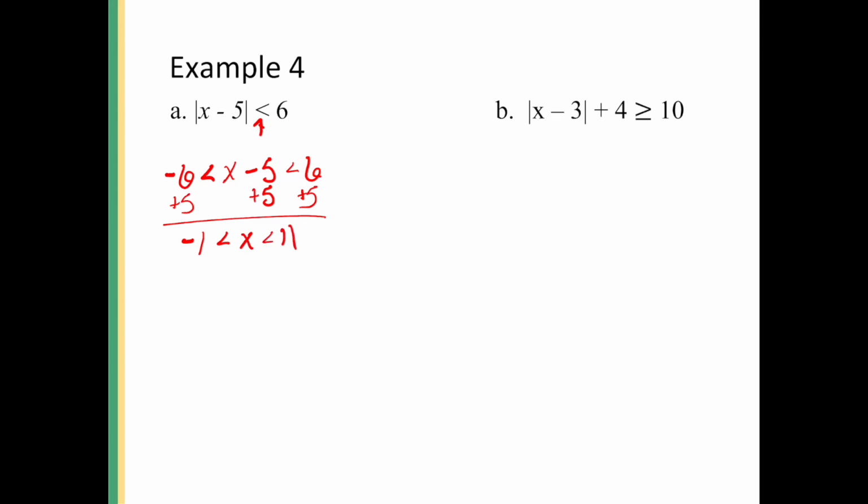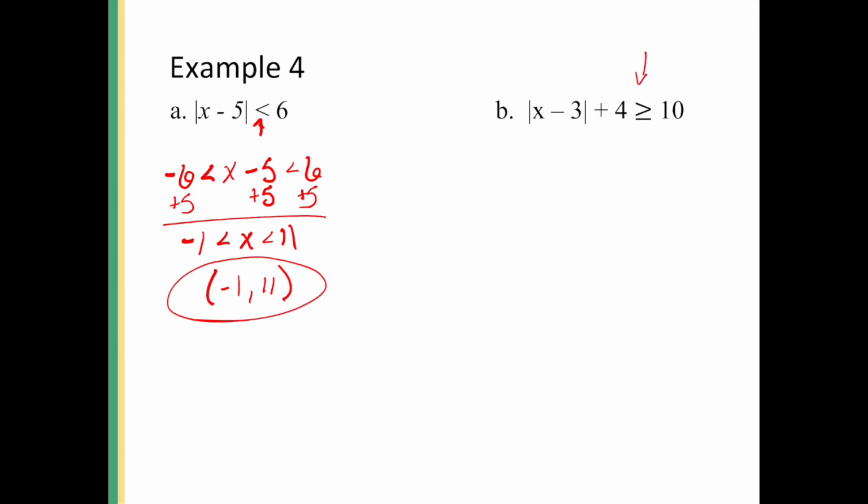We have x by itself. If we were to write this in interval notation, remember with our parentheses, this would be negative 1 to 11 with parentheses as an answer. You may be asked to graph it on your homework assignment, and we've already learned how to do that, so that should not be hard for you.